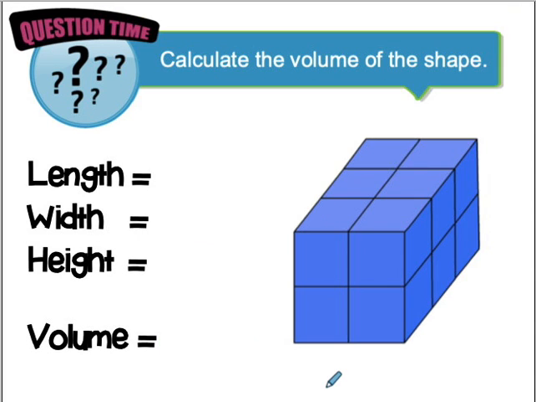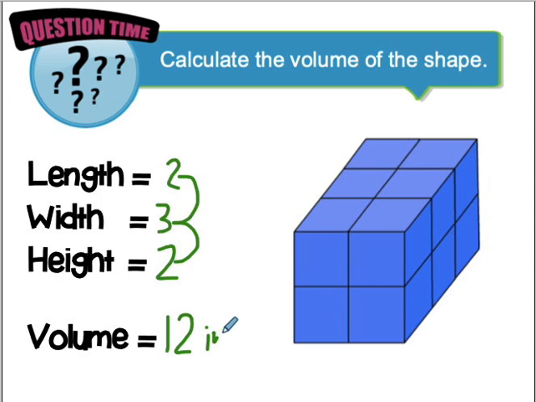This rectangular prism has slightly different measurements. The length from side to side is 2 again. The width this time goes back 3, and the height goes up 2. So when we multiply those three measurements together, we have 2 times 3 is 6, and 6 times 2 is 12, which means that we would answer as 12 inches cubed.